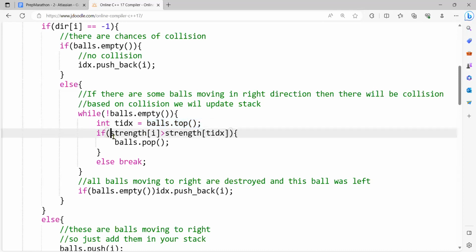Now, if the strength of my current ball is greater than the strength of this ball, then this top ball will explode. What I'm saying is, the ith ball which is moving left has more power, more strength than the ball present at the top of my stack. So obviously this ball will explode. Explode means this will be removed. You got it? Else, break means come out of the loop. The current ball is going to be destroyed.